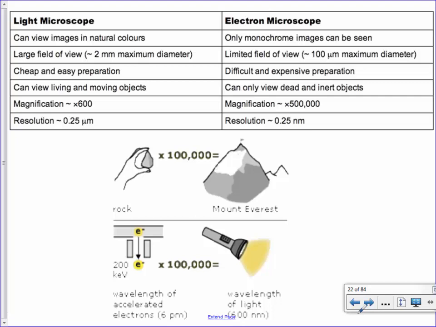First, I'd like to use an analogy to show you how much better an electron microscope is than a light microscope. I found this picture online somewhere. Imagine that you had a rock, and then imagine you had Mount Everest. That would be the comparison between how good a light microscope and an electron microscope would be. A light microscope would be able to see Mount Everest. So all I can see is this big, massive mountain. That's how good a light microscope is. An electron microscope could see a rock.